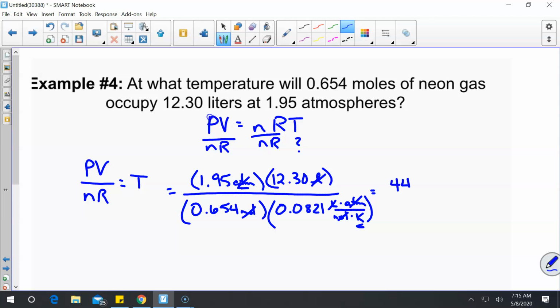Did my math, I got 446.7 Kelvin, and it just said what temperature, so it didn't ask for it specifically in Kelvin or Celsius. If it did, you'd have to convert it to Celsius. And if I look at sig figs, I have 3 here, I have 3 here, and I have 4 here. I'm multiplying and dividing. It must be the one with the least, so the answer would be 447 Kelvin. Okay.